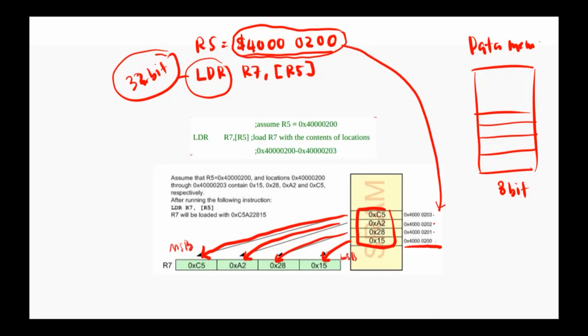Go to the address pointed to by R5. Since inside here there's only 8-bit data, you need to get 32-bit data, so you go to addresses 201, 202, and 203 to make up a 32-bit data. So this is for the LDR.